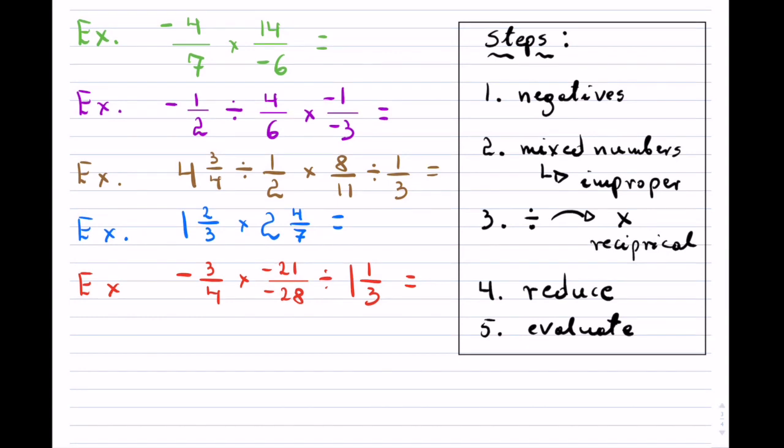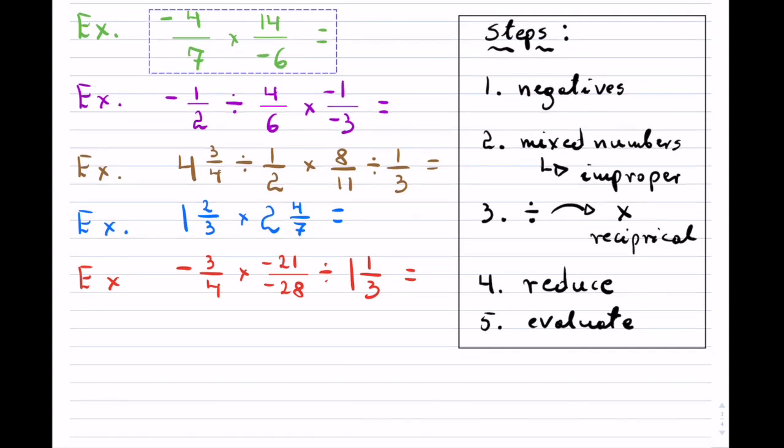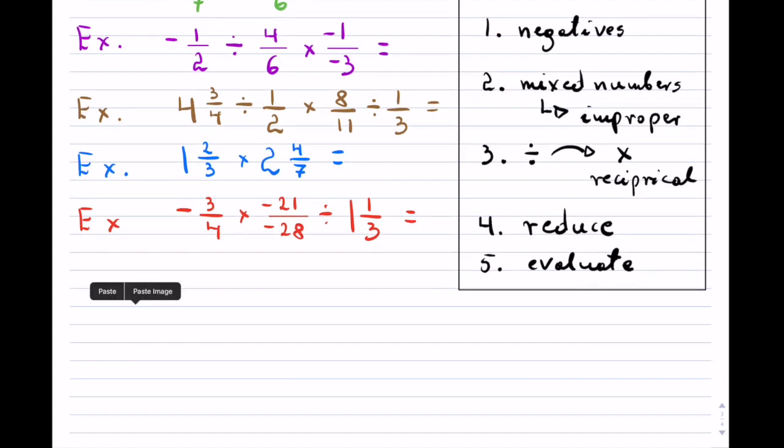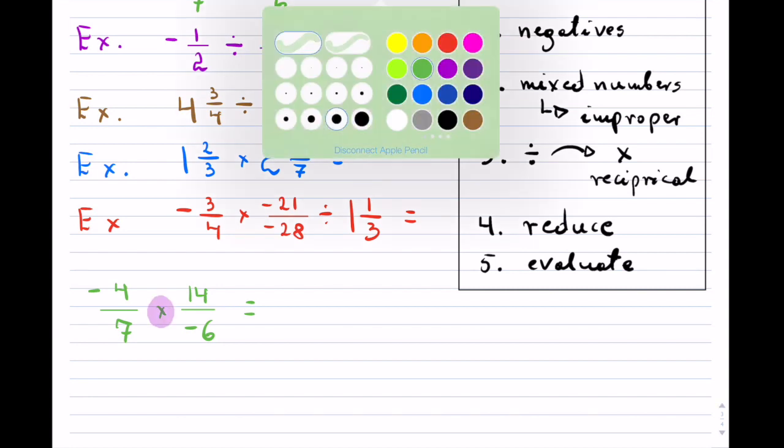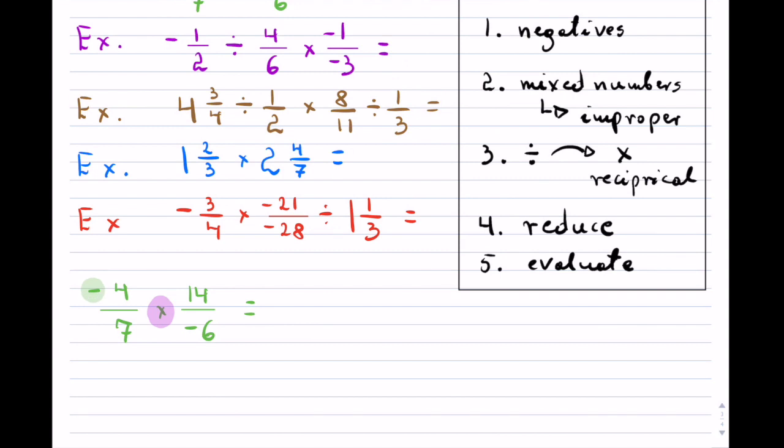So let me take the first example, which is this one. So this one is the simplest of all of these. However, I will, step one, count the number of negatives. Because this is just a multiplication, I can count the negatives, and it doesn't matter where they are. In the numerator, denominators, does not matter. So I have two of them.